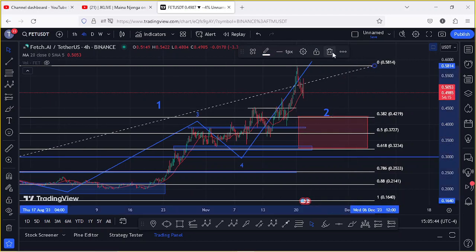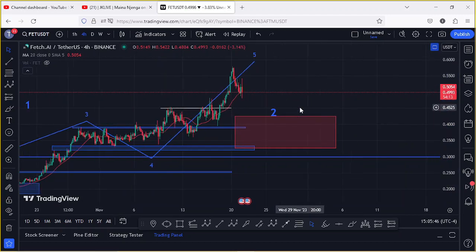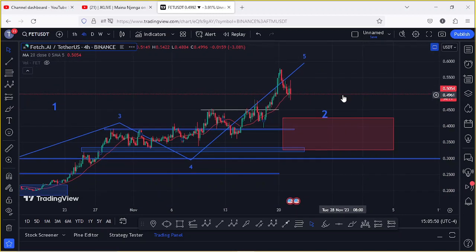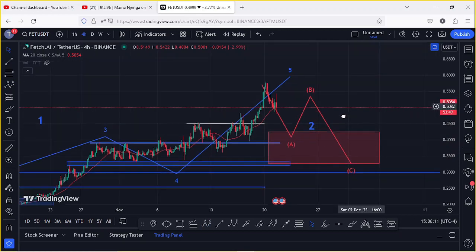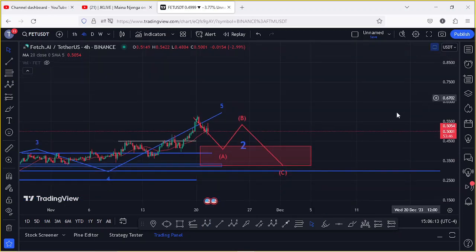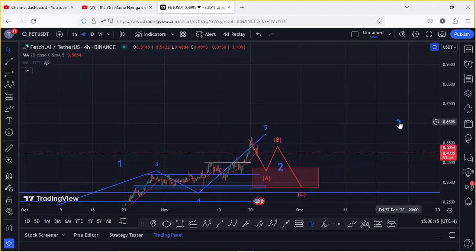There are chances that in the next coming hours, if you continue seeing further weakness on the Fetch AI chart, we are going to see a bit of a pullback into this red target area in a corrective structure, where we can expect to see an ABC corrective structure play out, having the wave C giving us the low for this second wave. And once we have a low in place for the second wave, we can then expect a massive bounce to the upper side in the formation of this wave 3.